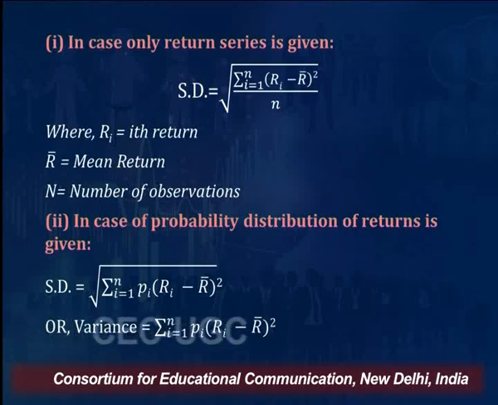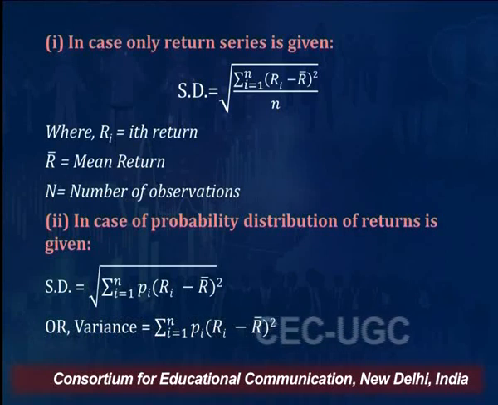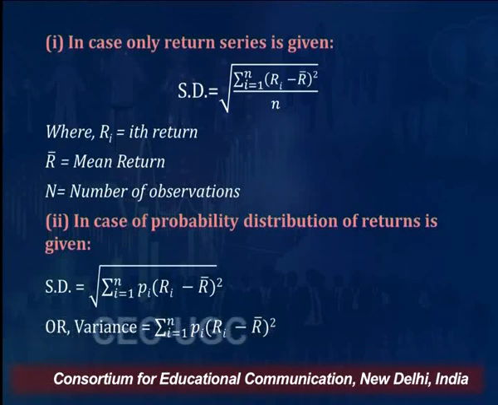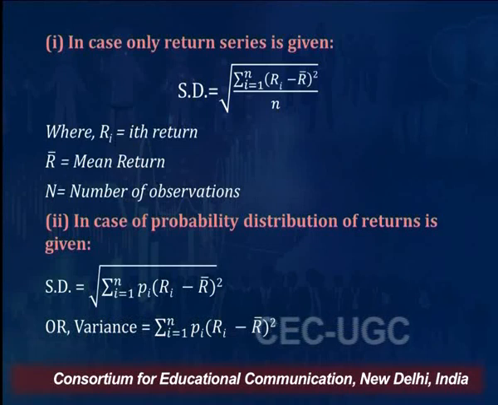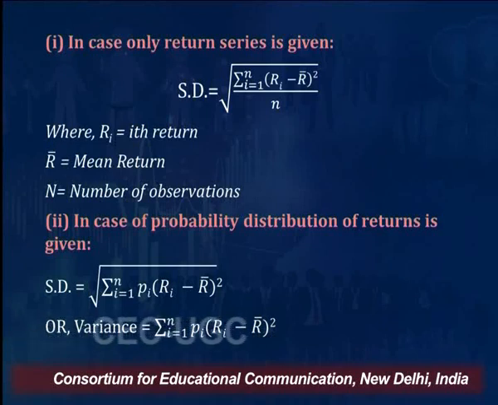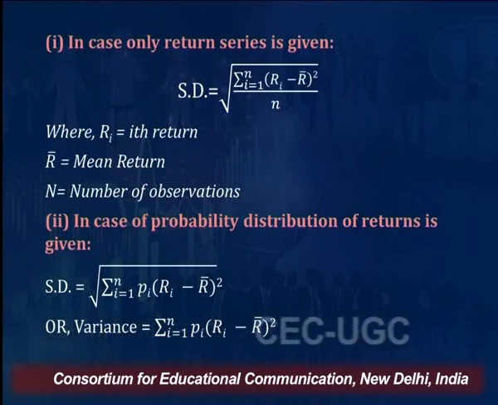in that case standard deviation is equal to the square root of summation of i equals 1 to n, Pi, where Pi is the probability, into (Ri minus R bar) whole square, right? This formula is used when there is a probability assigned to the return, right? Or variance, if you are asked to calculate the variance, in that case we will not take the square root.